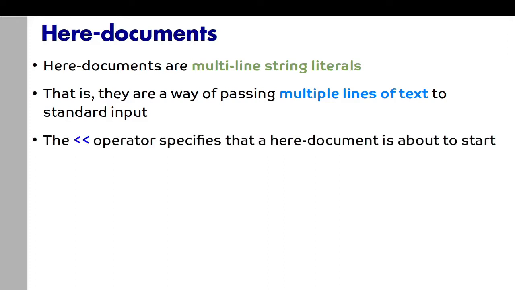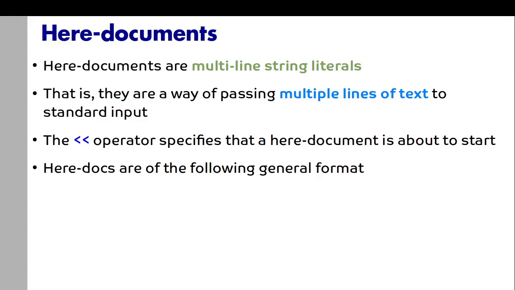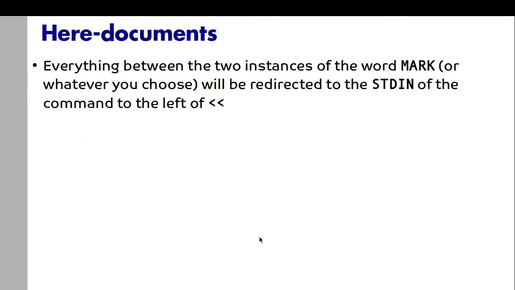The operator for that is this double sign we see here pointing to the left. It says here we are starting a here document. Here docs are of the following general format. They start with the command, then the redirection operator, a mark, which is a word. In this case, I use the literal word mark, M-A-R-K, as you can see here. Then there are multiple lines of text followed by the mark again by itself on a line. That finishes the here document.